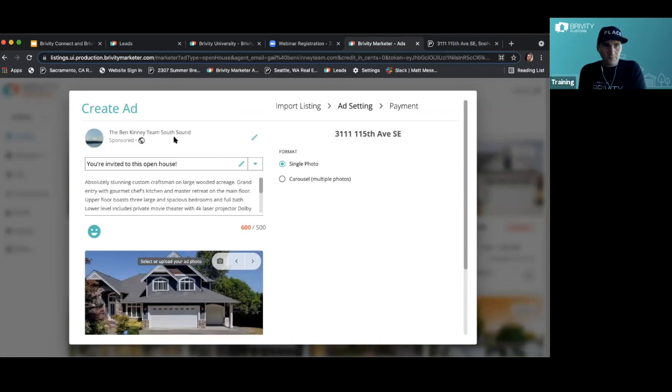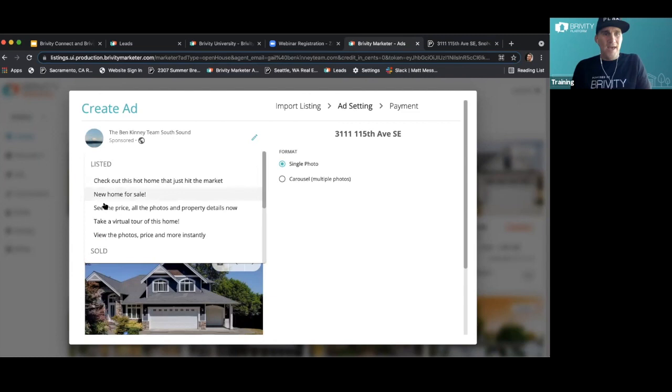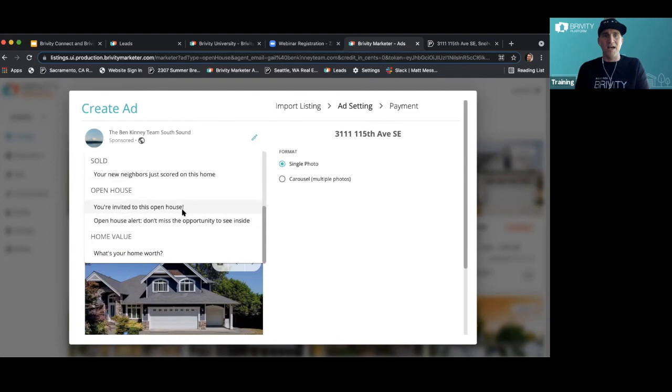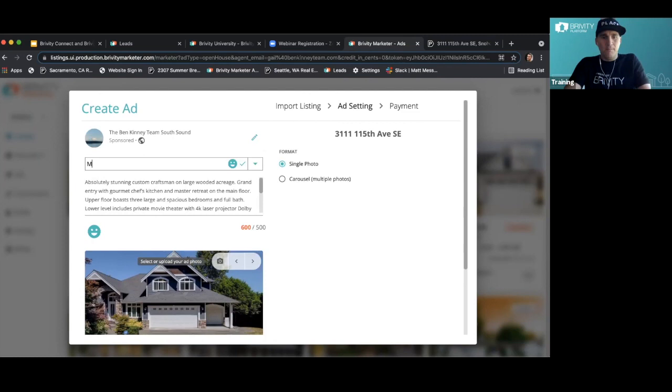We've got some pre-filled headlines here. So you've got "Open house, you're invited," "Open house alert," "Don't miss the opportunity to see inside," but you could pick one of ours, or you can just say, you know what? I just want to edit this myself and use my own awesome headline. All right. You come in here.